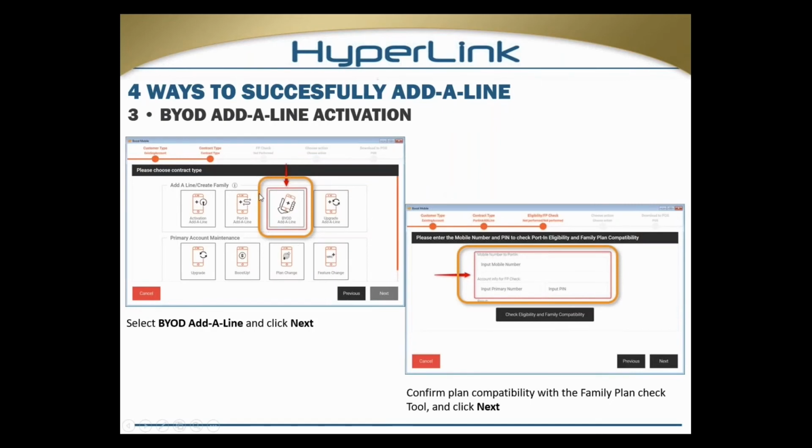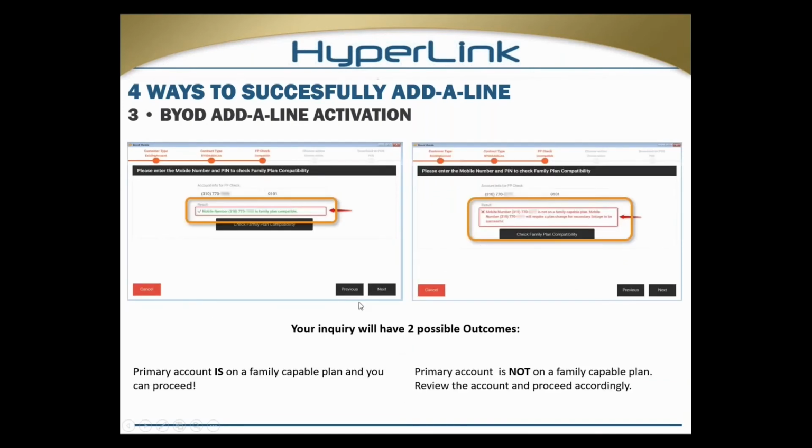Again, you're going to tell POS what you want to do. So we're going to select BYOD AddALine. We're going to check to make sure that the family plan is compatible and hit next. Remember the two possible outcomes. So the primary line is on a family plan, a family capable plan, or it's not. Again, you can change the plan yourself or you can call care.